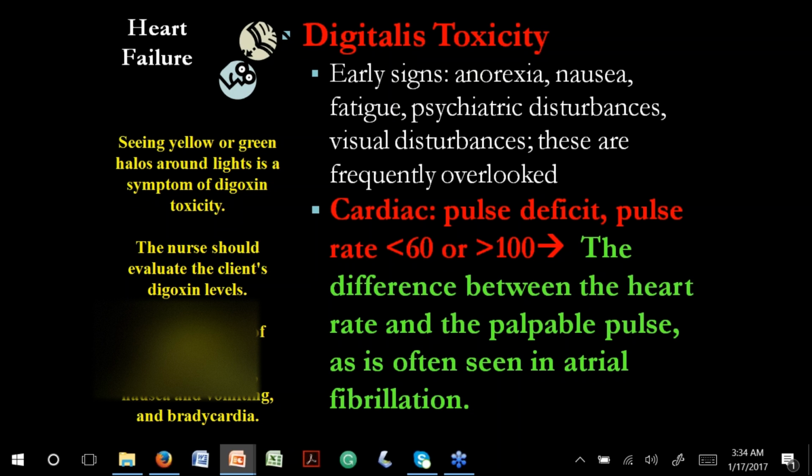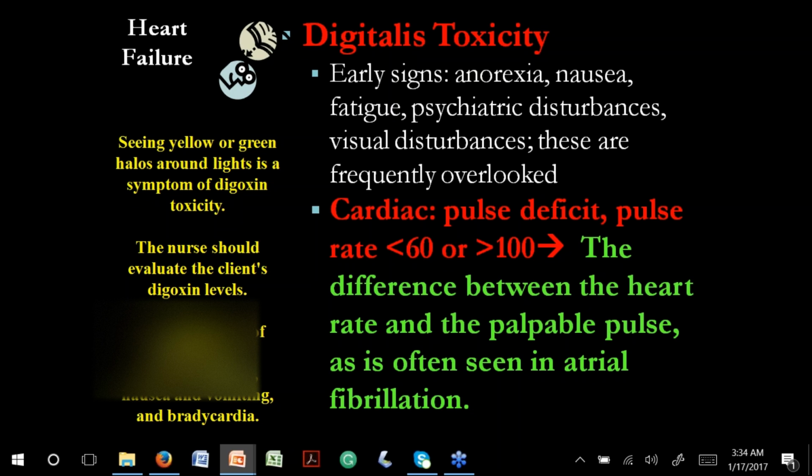One of the signs of digitalis or digoxin or Lanoxin toxicity is seeing yellow or green halos around lights. That is a sign and symptom of digoxin toxicity. So what should you do in this case, give the antidote? No, you don't give the antidote at this moment, because the antidote is used for severe toxicity levels of digoxin.